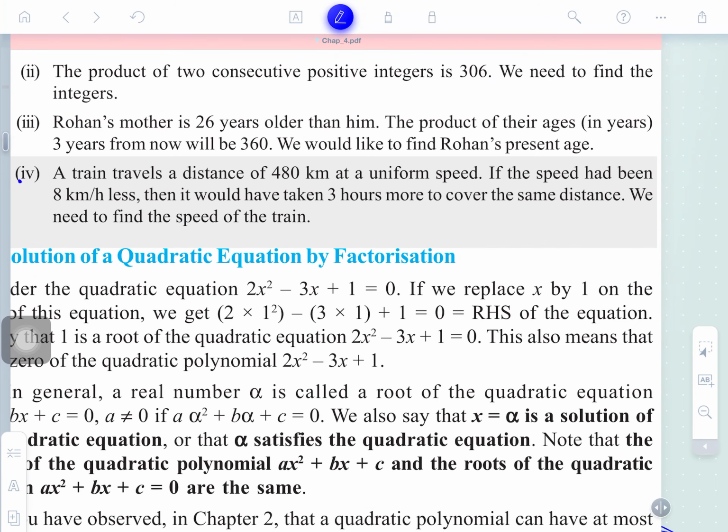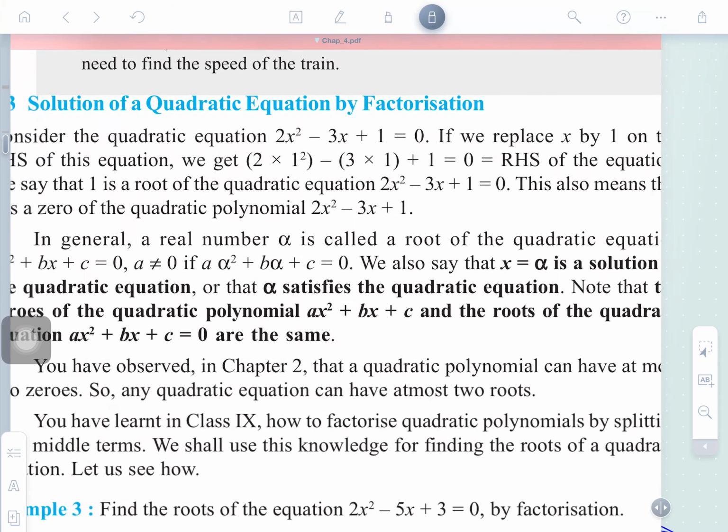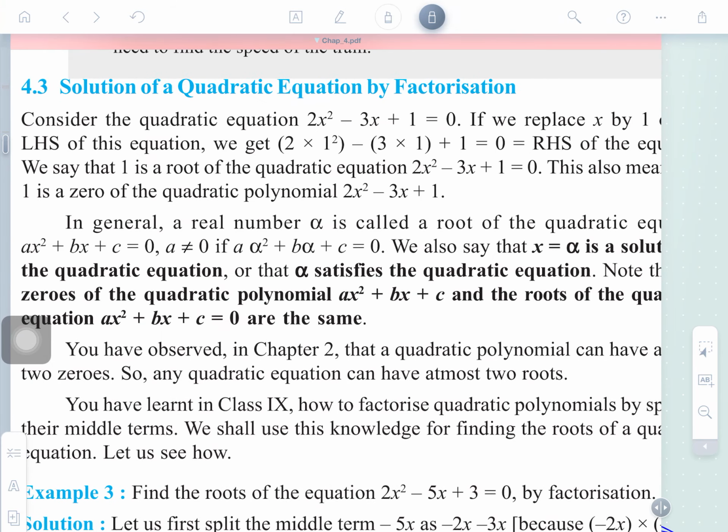Now, next I will tell you a question of the same type. So you understood this well, and this typical question comes in examination. Now, the second topic is solutions of quadratic equations by factorization.